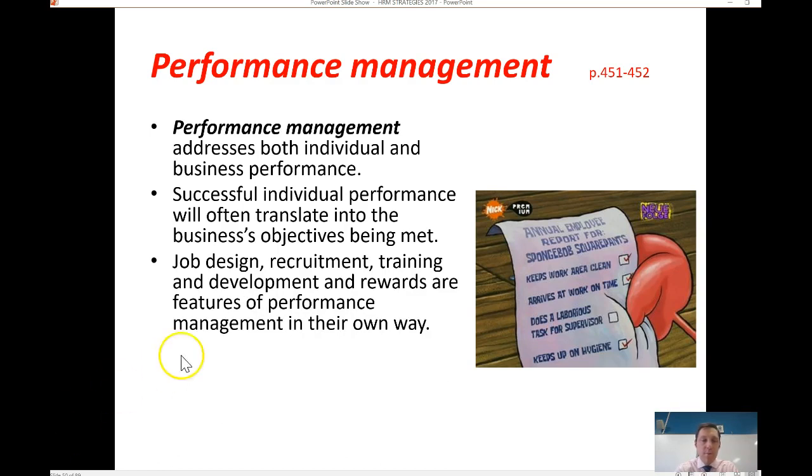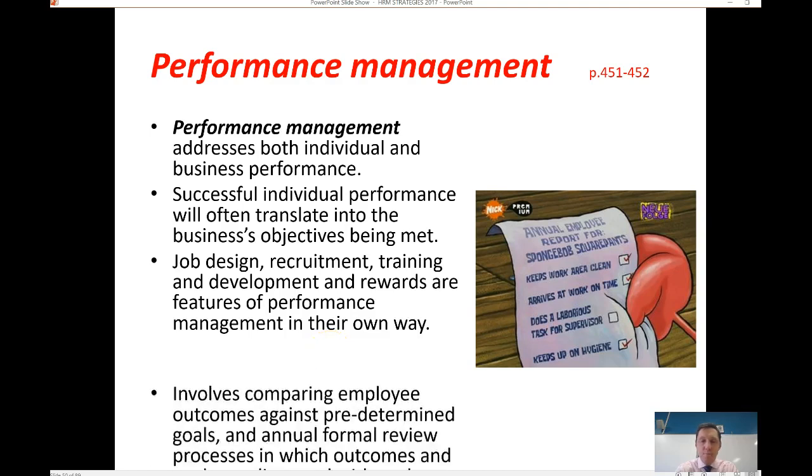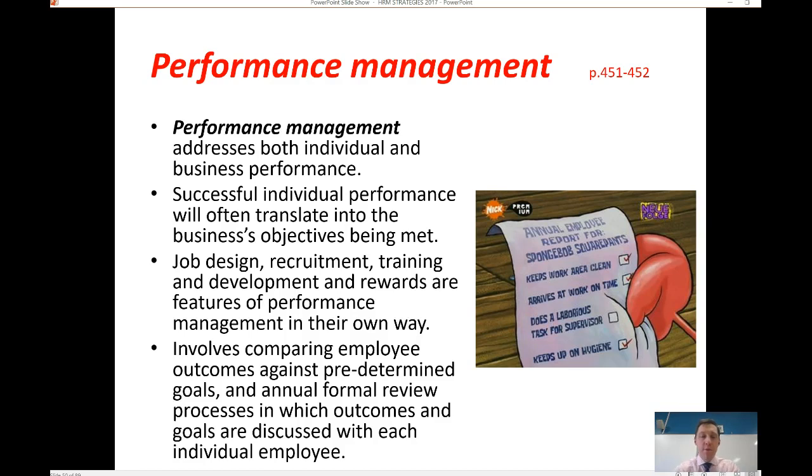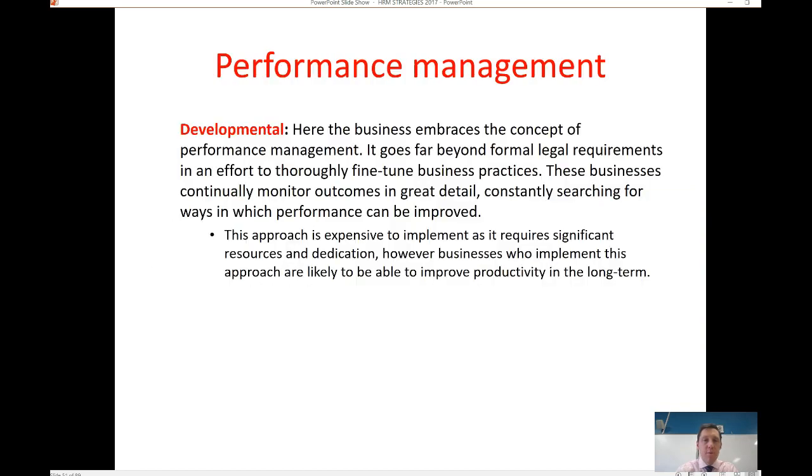Job design, recruitment, training and development, and rewards are features of performance management in their own way. So we've already looked at job design, recruitment, internal and external, and training and development, and they really all come together in terms of performance management because they have features of performance management. It involves comparing employee outcomes against predetermined goals. How are you going versus the objectives that we set? Annual formal review process, and what do we need to do to try and improve your performance?